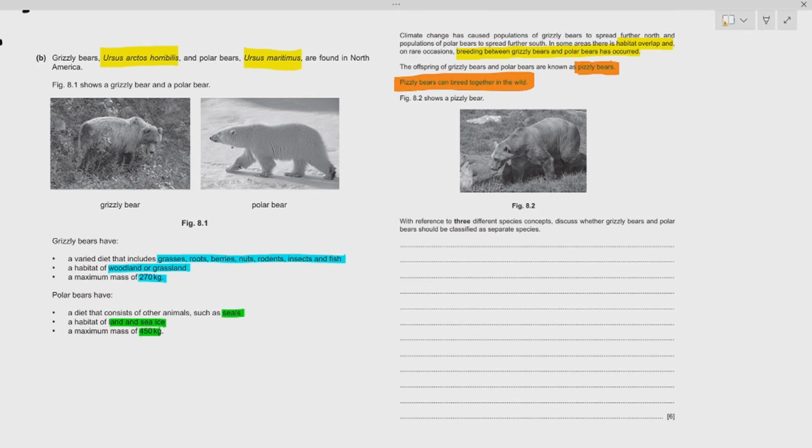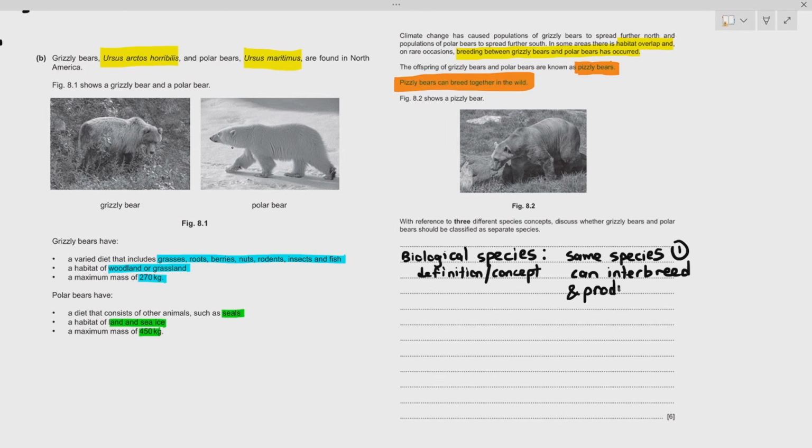With reference to the three different species concepts, discuss whether grizzly bears and polar bears should be classified as separate species. When you look at the biological species definition, it means that they have similar morphological, physiological and biochemical features, and they are able to interbreed and produce fertile offspring. So based on the biological species concept, we can assume that yes, they are the same species because they can interbreed and produce fertile offspring, which are the pizzly bears.